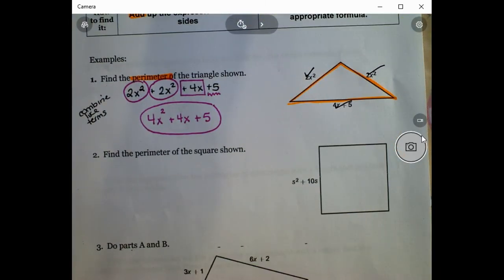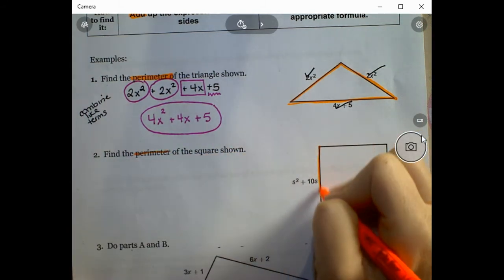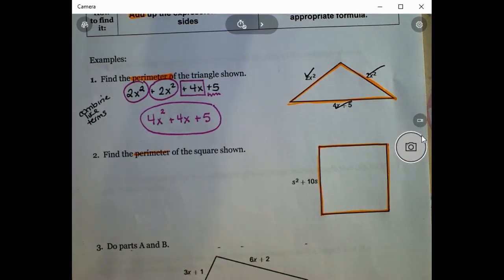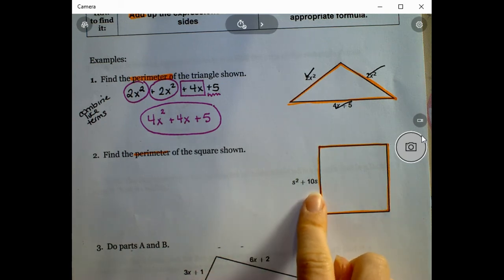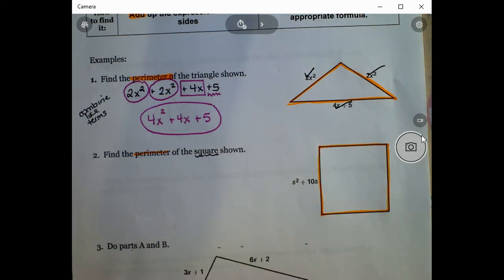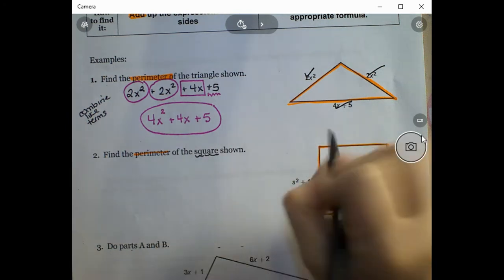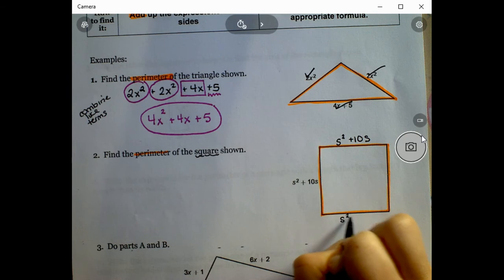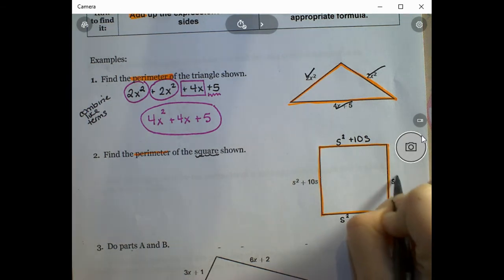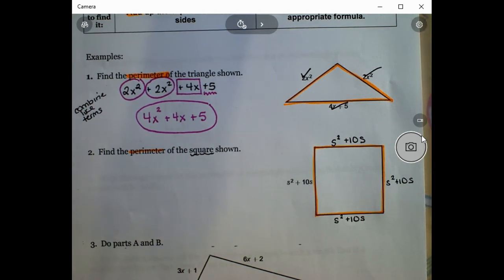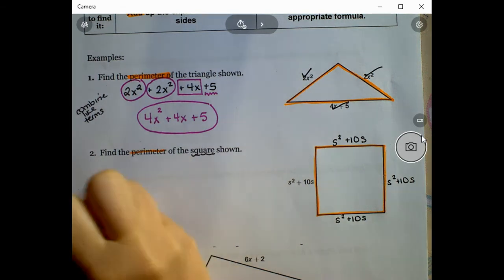Again, we want to find the perimeter of this. And perimeter is the distance around. Okay? But we only have one side given to us. And that's okay because it tells us it's a square. And squares, all 4 sides are congruent. They are all the same. So on all sides of this square, I can write the same expression. And in order to find the perimeter, we need to add up all of those sides.